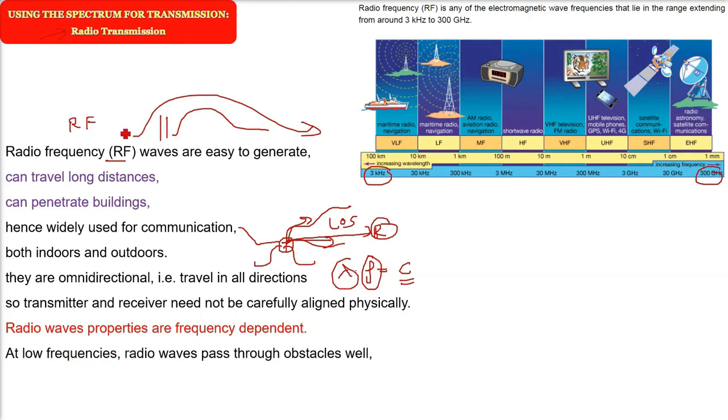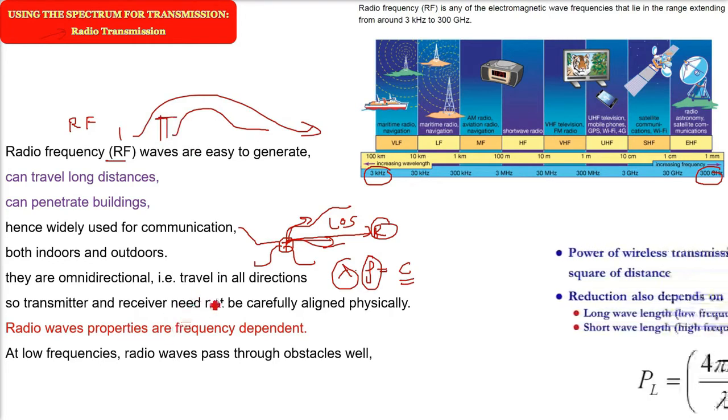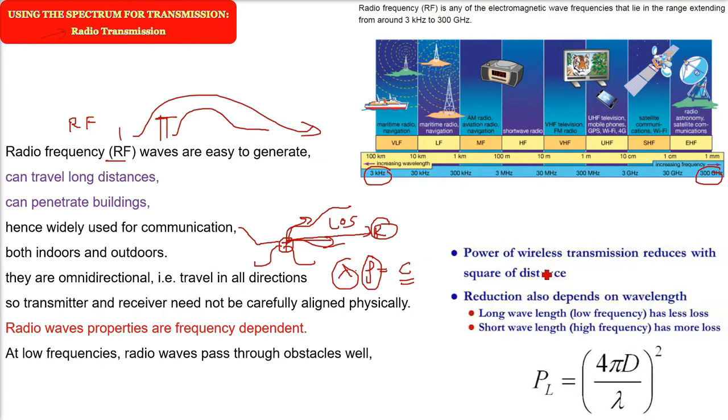Now the low frequency and high frequency. At low frequency, the radio waves pass through obstacles easily. Low frequency means the wavelength is quite high. Wavelength is measured from the center line to the peak of that wave. So it can even go up to or jump over these different mountains. The power of the wireless transmission reduces with the square of distance. Power of that wave, and this distance, they are related. Power in wireless transmission reduces with the square of distance.